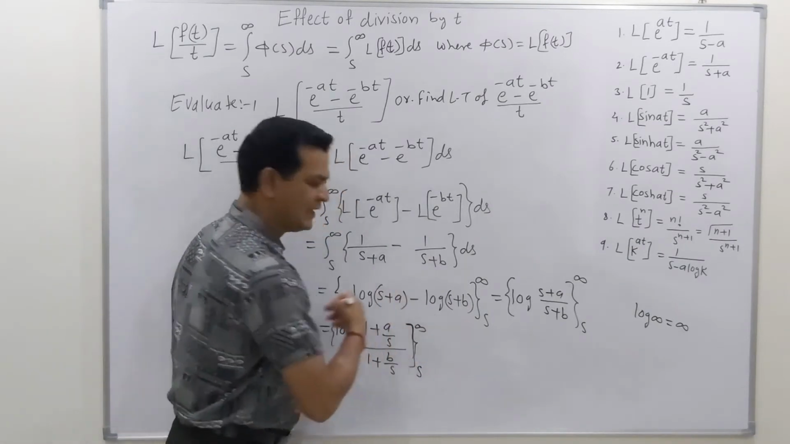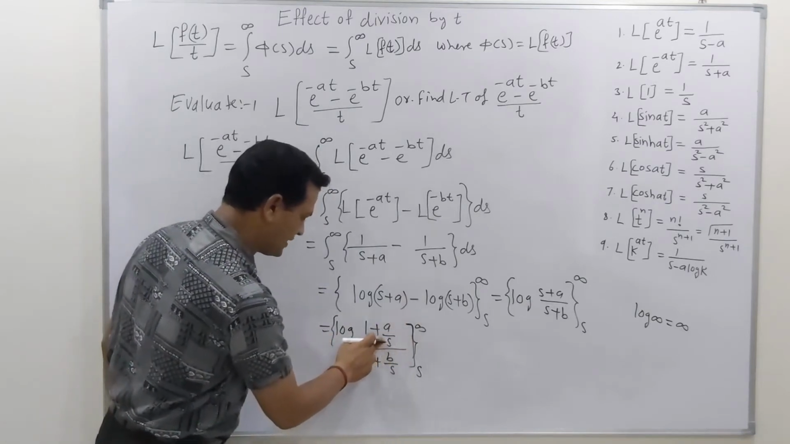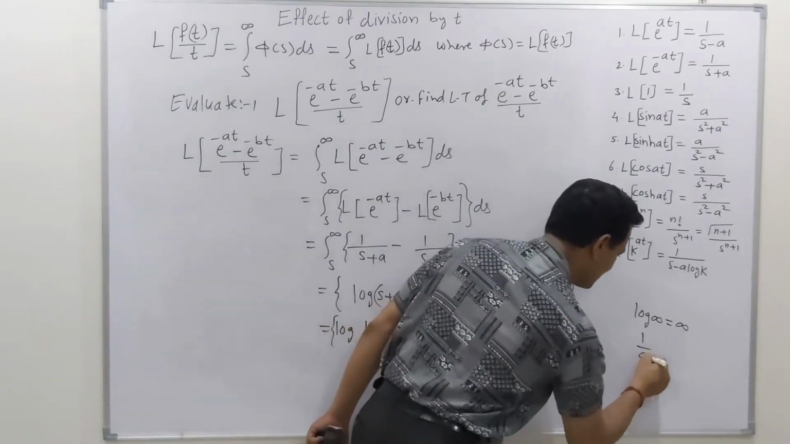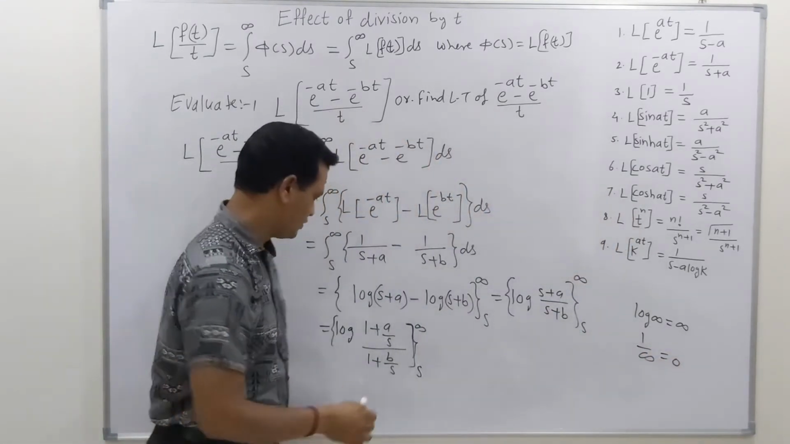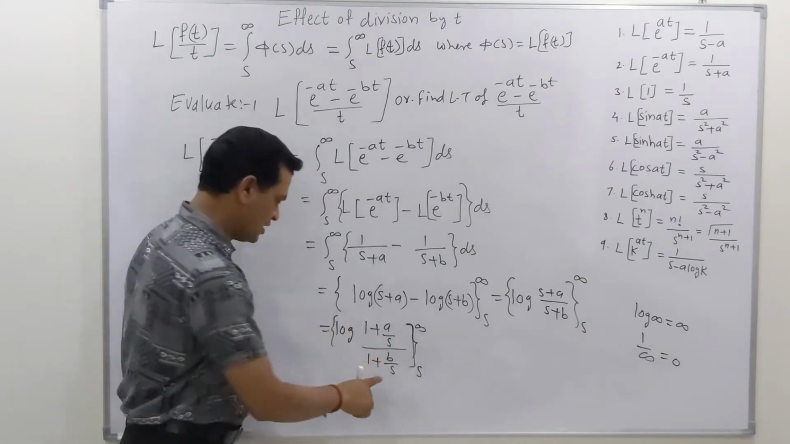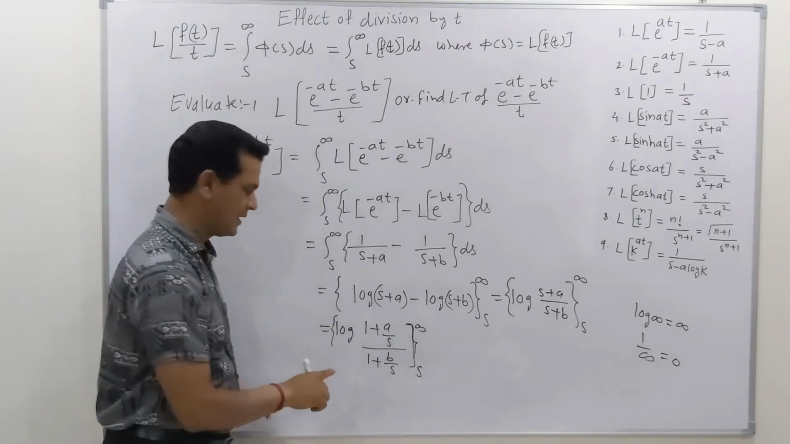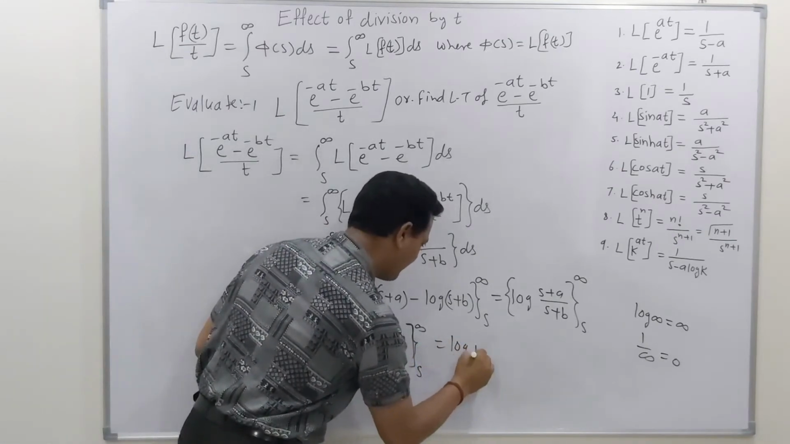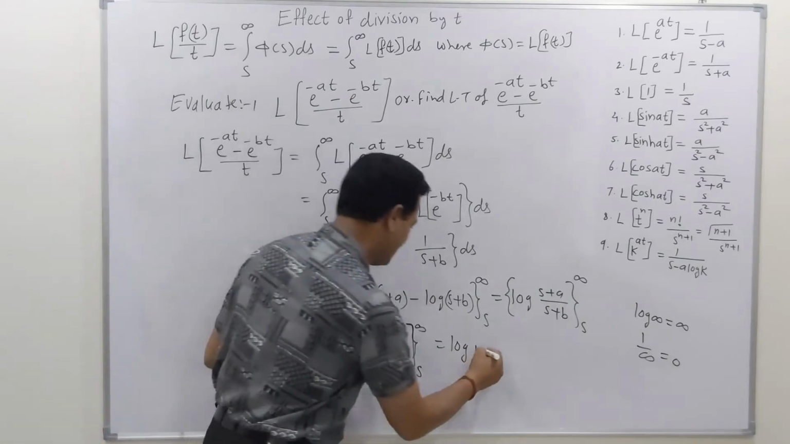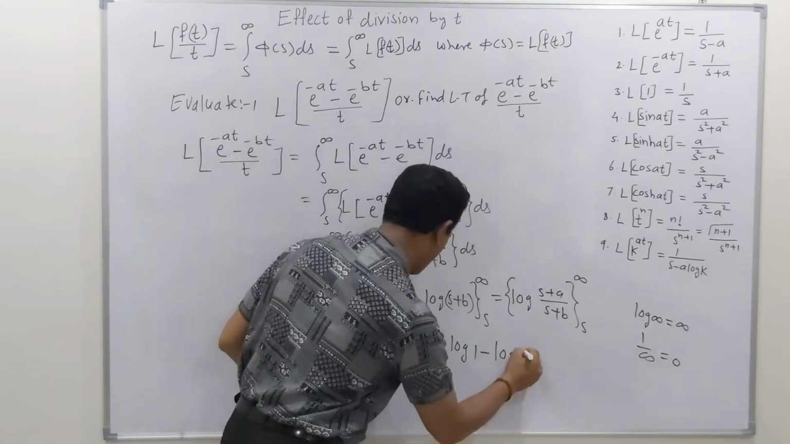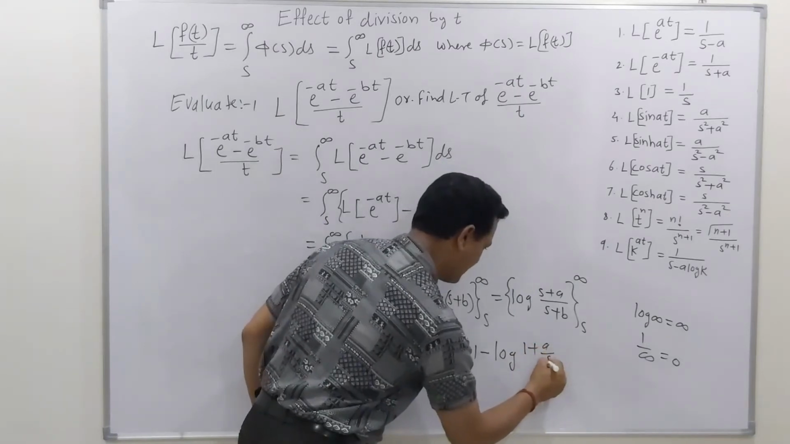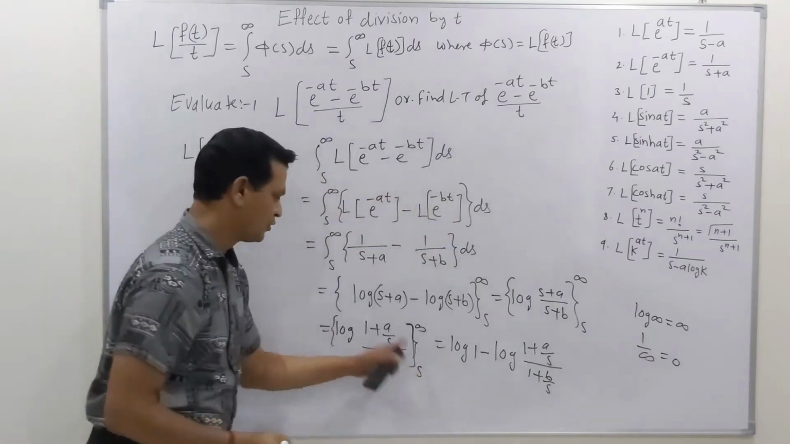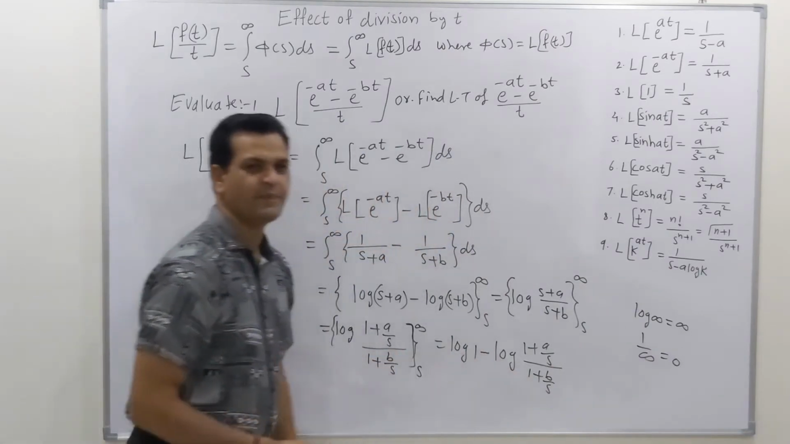Now if we put the value of upper limit, s is equal to infinity, then this term becomes 1 upon infinity, which is 0. So this term is 0 when we put the value of upper limit, and we get 1 upon 1. So finally we get the value of log of 1, then minus log of (1 plus a upon s) divided by (1 plus b upon s). So after putting the value of lower limit, we get the second term as it is.